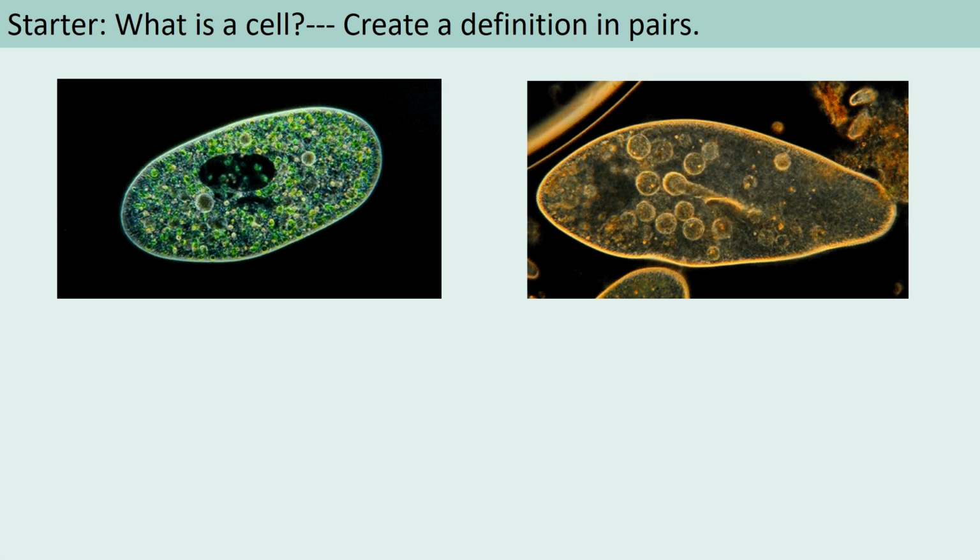So as you can see on the slide, we've got 2 organisms. They are single-celled or unicellular organisms. But the question is, what actually is a cell? So I'd like you to have a think about that. I know it does say in pairs, but obviously you're going to be doing that on your own. So I want you to pause the video and just take a few seconds to think about what would a definition for a cell be. If you want to write it down, that would be absolutely fine.